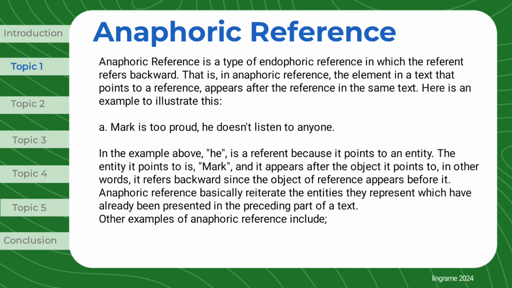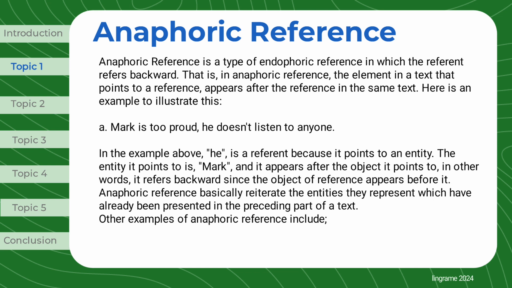Anaphoric reference is a type of endophoric reference in which the referent refers backward. That is, in anaphoric reference, the element in a text that points to a reference appears after the reference in the same text. Here is an example to illustrate this. Mark is too proud, he doesn't listen to anyone.